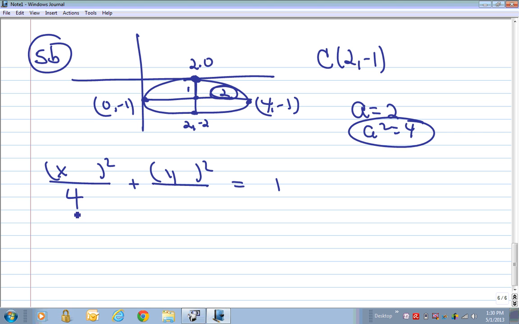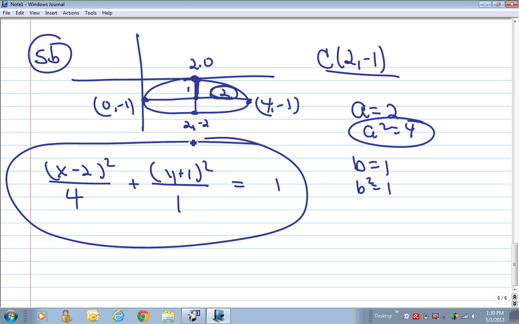So let's go back to our center at 2, -1. We would have x minus 2 squared, and y plus 1 squared. Now we need to know b. From the center to the co-vertices, the short axis, that's a distance of 1. And so b is 1, and b squared would be 1. So 1 would go right there, and voila, we would have our equation.